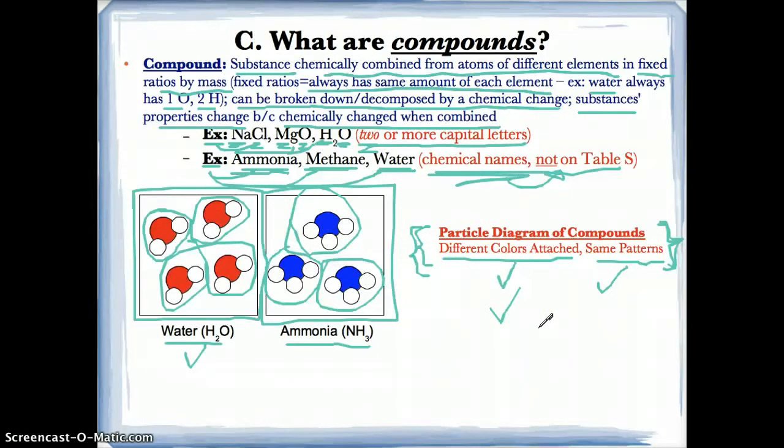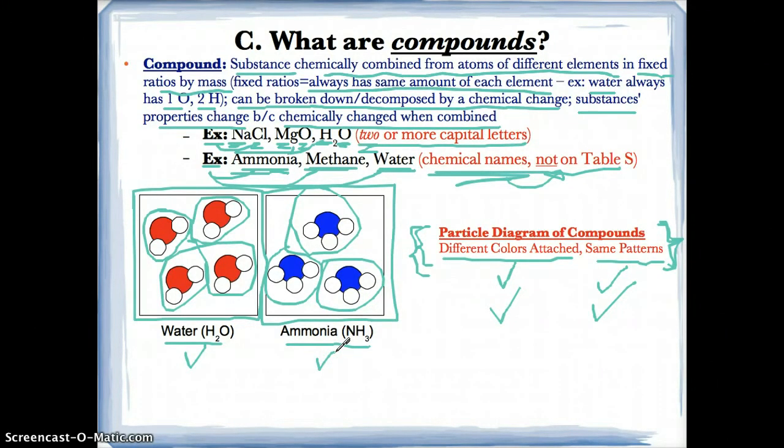Do we have the same pattern throughout per unit? Well, let's look at each unit. This unit has one blue and three white spheres. This one has one blue and three white spheres. This one has one blue and three white spheres. So do we have the same pattern? Yep, because each of these units has one blue, three white. So we have the same pattern. So, yep, that qualification is also satisfied. Therefore, we know that this particle diagram represents a compound because we had different colors attached, blue and white, and we had the same pattern in each unit: one blue, three white. All right? And therefore, ammonia or NH3 is also a compound.